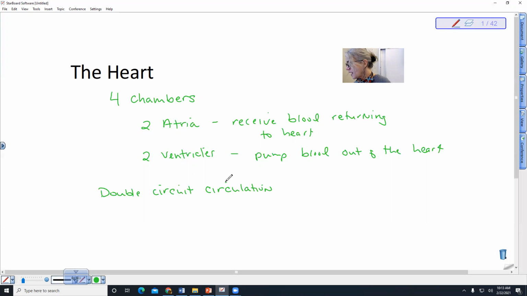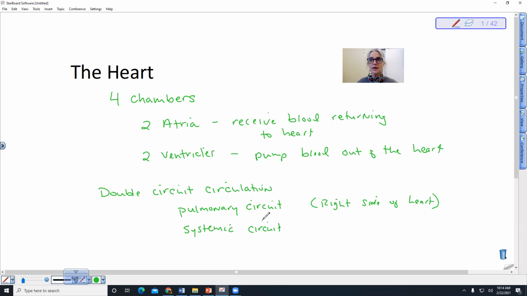So the circuits are referred to as the pulmonary circuit. So this is the circuit that pumps blood out to the lungs and picks up oxygen. So this is the right side of the heart. When we look at the other circuit, it is referred to as the systemic circuit. And systemic just means system-wide, right? So this pumps blood out to all of the systems in your body, like even to your brain and then down to your toes, and then blood comes back. And so this is actually your left side of the heart.